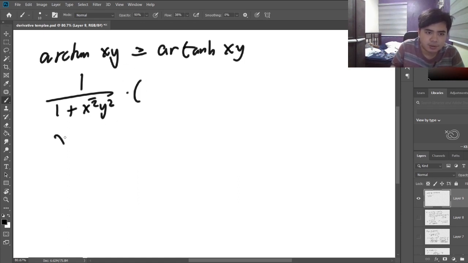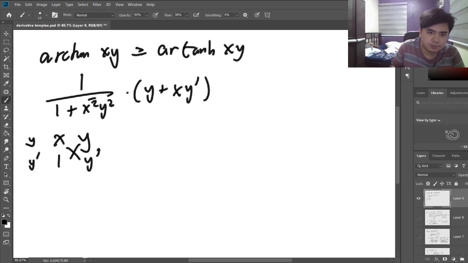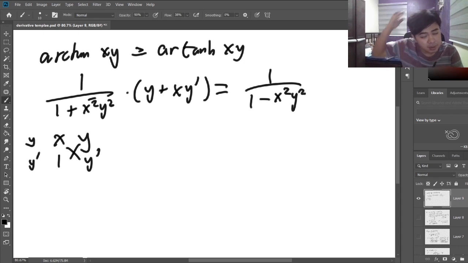What's the derivative of xy? The derivative is going to be 1, and then this is going to be y prime. Cross multiply, we get y times 1 plus x y prime. That's it. It's equal to the area hyperbolic tangent. So it's going to be a bit different here, but it's just going to be 1 minus x squared y squared. So it's not that big of a difference, but it is something. And the derivative of xy is, as we discussed earlier, y plus x y prime.